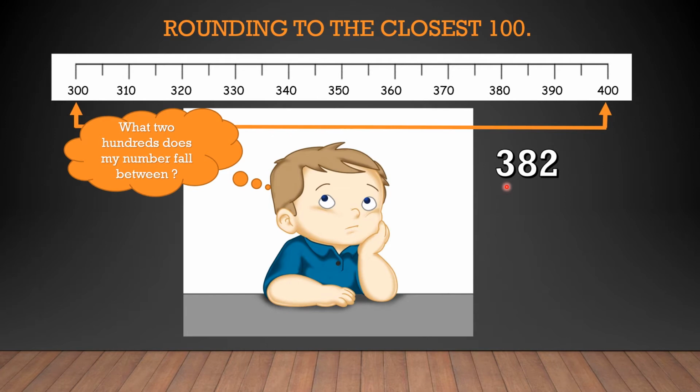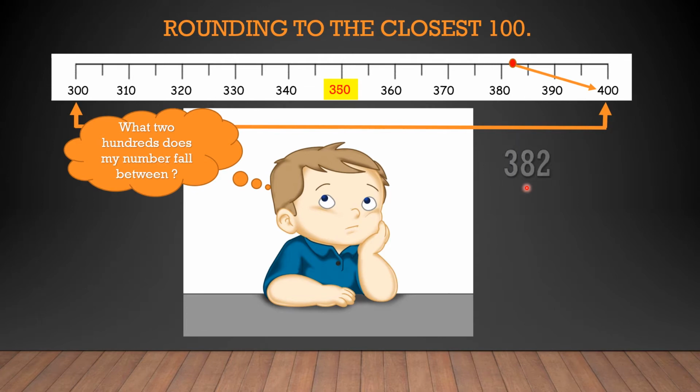300 and 400. Now we're going to use 350, which is our middle point between each 100, and we're going to decide by looking at our tens place: is the 80 greater than 50 or less than 50? Well, we can see that 382 comes after 350. So since the 80 is after 50, it's going to round to 400.